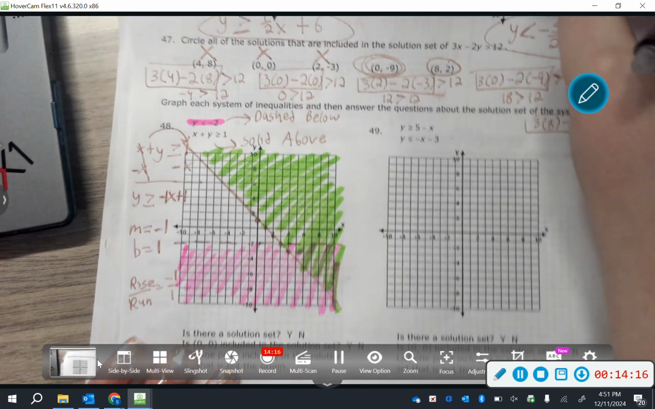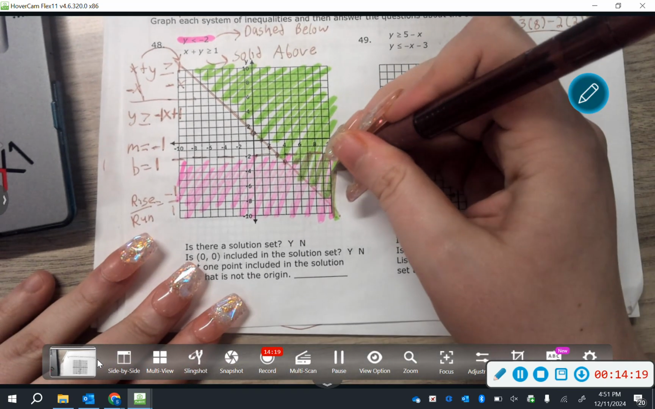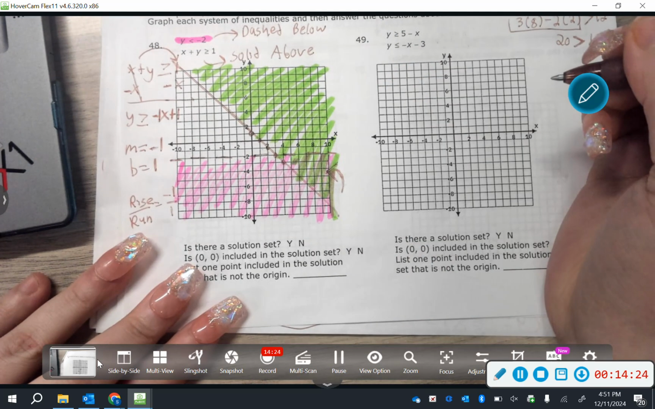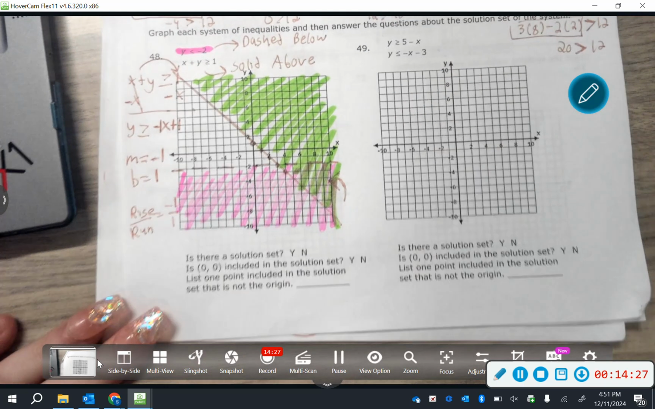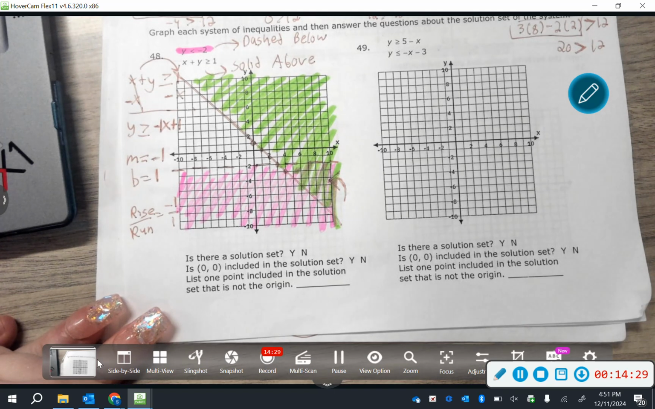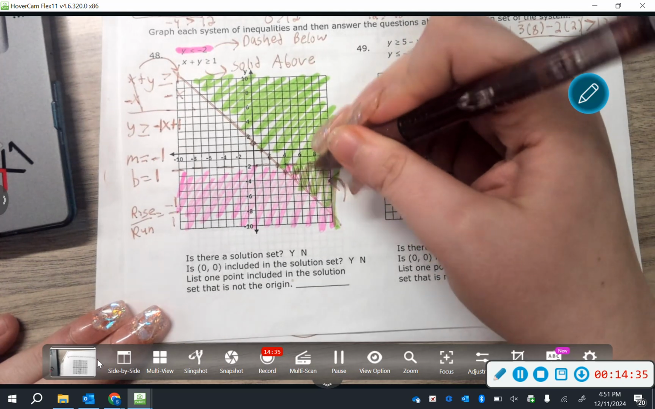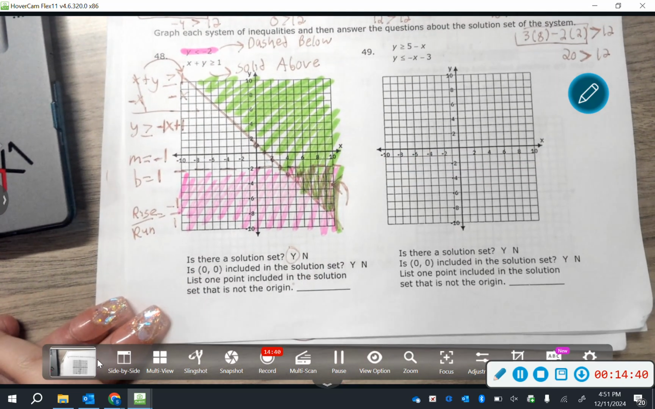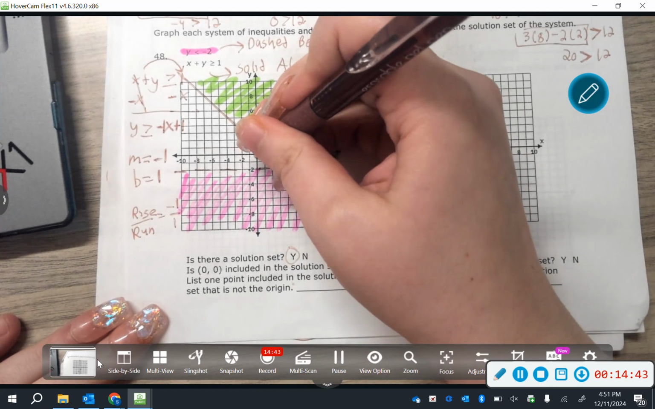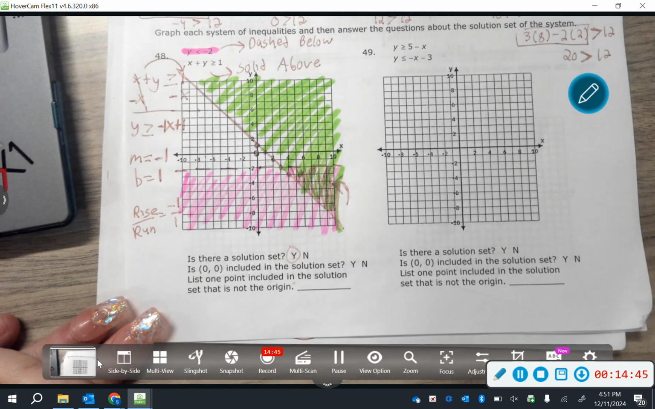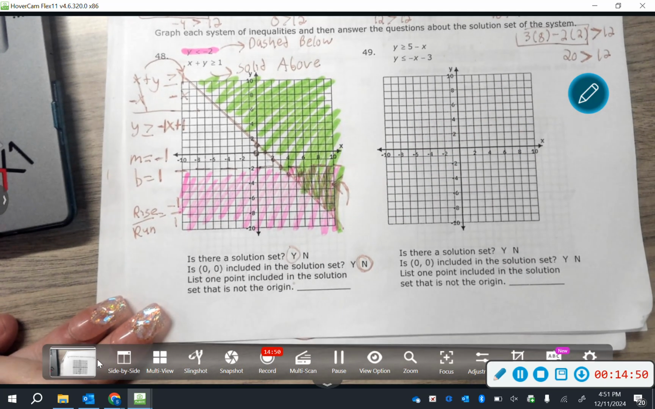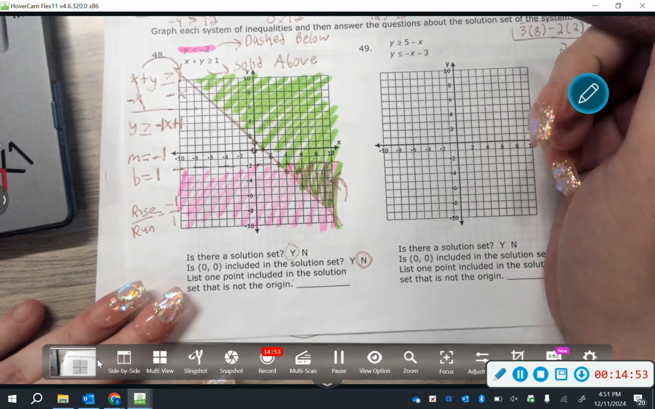Remember, if we have 2 inequalities on the same graph, we are paying attention to the double shaded area. We want the double shade. So is there a solution set? That means, is there an area that is double shaded? Yeah, that's right here. This is our double shaded area. Is 0, 0 included in the solution set? If I put a point right here at 0, 0, is that in our double shaded area? No.